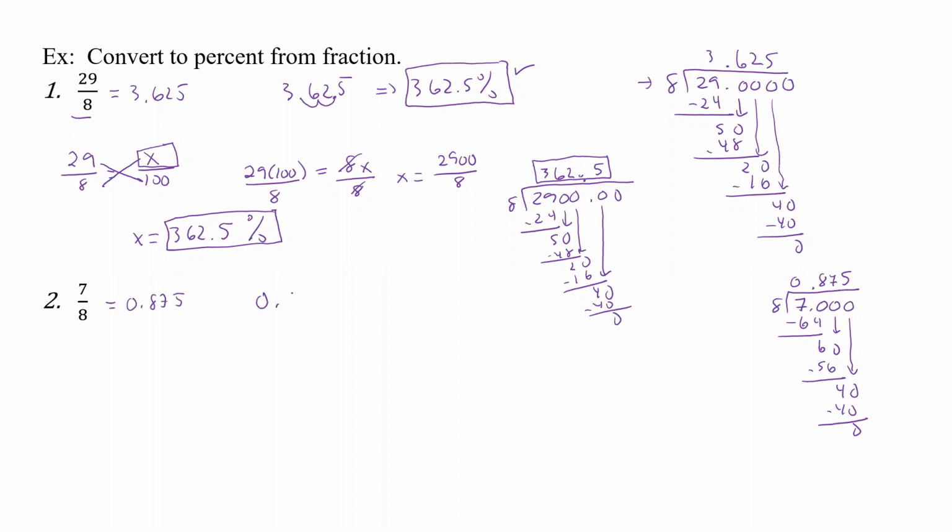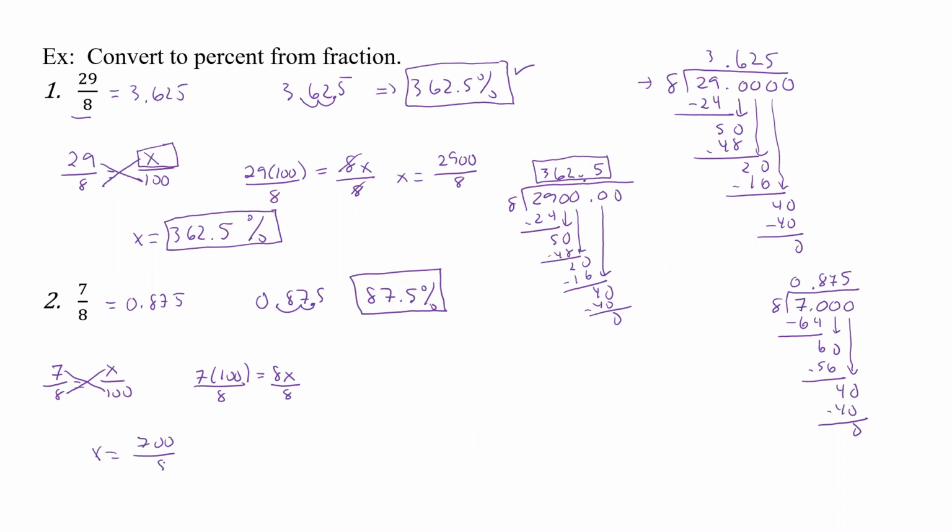So that's the equivalent in decimals. And then we just have to move the decimal place 1, 2. And so that gives us 87.5%. And so that is going to be our percent. Now again, we could do the equivalent proportions. And so we'd have 7 over 8 equals x over 100. We cross multiply, we get 7 times 100 equals 8 times x. Divide by our 8. And so basically we have x equals 700 over 8.